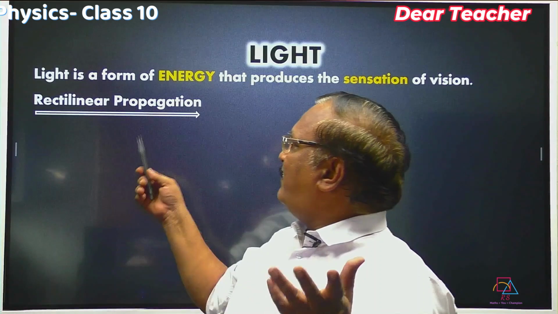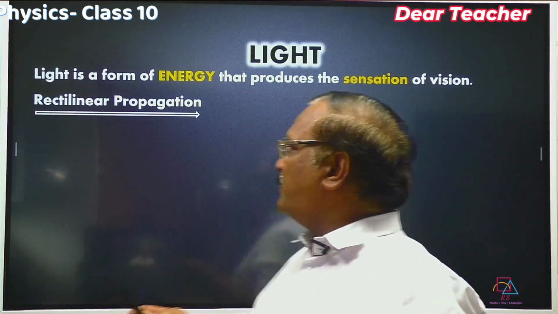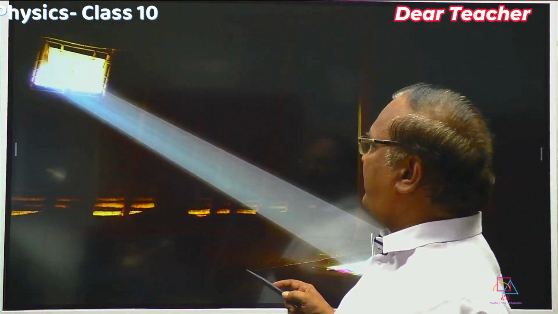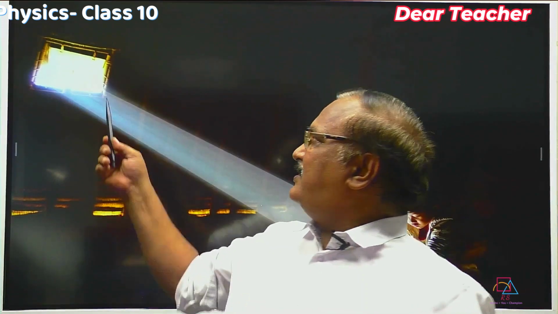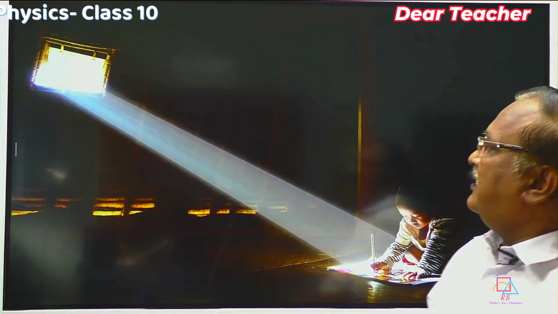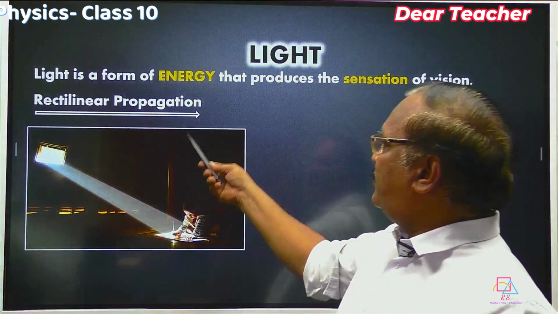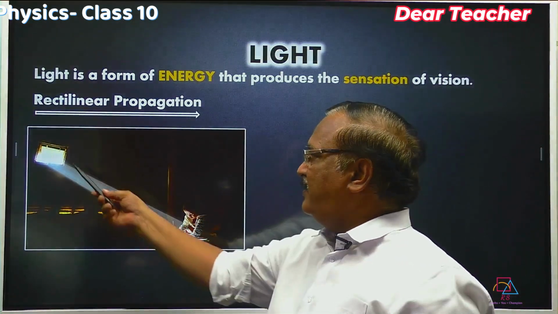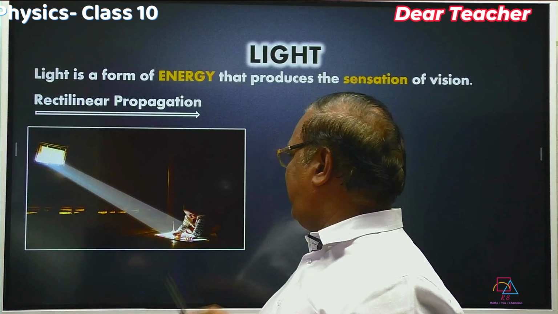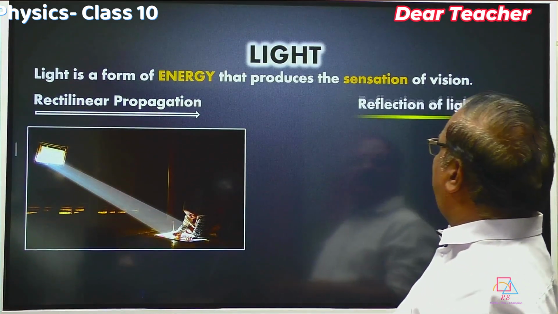Light always travels in rectilinear propagation. That means light travels only in a straight line. See, it travels only in a straight line, right? So traveling in a straight line is known as rectilinear propagation of light. You can see from the window light is coming. Okay. So then what else?